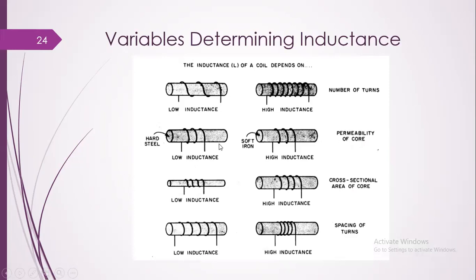Permeability of core: if the core is hard steel, then low inductance would be found. With a soft iron core, due to its permeability, we can find a high value of inductance. For cross-section area, if it is less, then low inductance would be found, and if the cross-section area is high, then high inductance would be found. Wide spacing between the turns provides a low value of inductance, and with less spacing, with more turns wound around the core by the conductor, we find a high value of inductance.